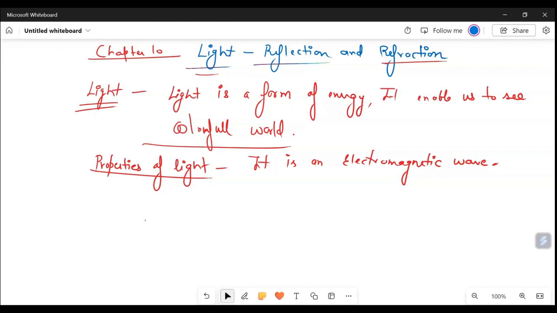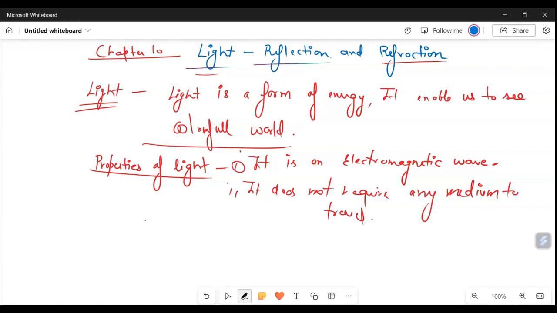You have seen that light comes from the source, the sun, to our earth. So light is coming through a vacuum. So light does not require any medium to travel. This is the second property.